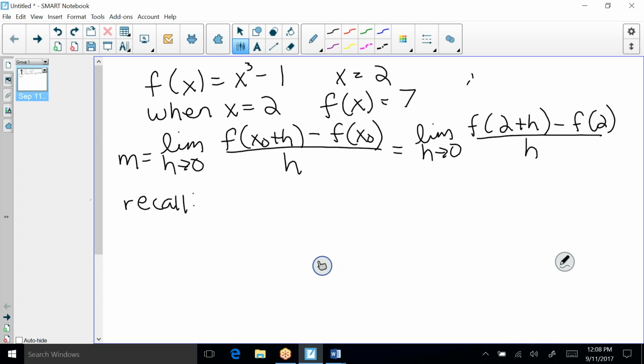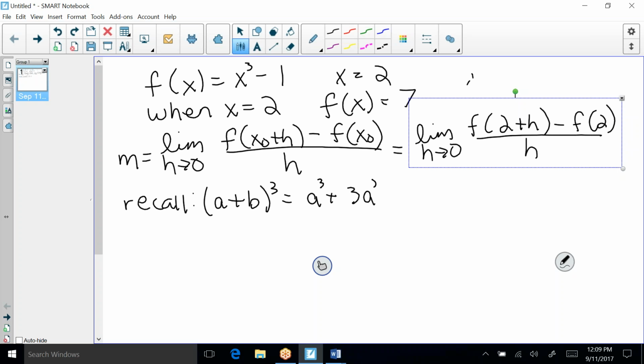All right, so now we're going to take this 2 plus h and plug it into the function f. Wherever we see an x, we plug it into the function f. That means we're going to be cubing 2 plus h. Just to recall how to cube a binomial, if we have a plus b cubed, we cube the a and cube the b at the end, and the middle two terms are 3 times a squared times b plus 3 times b squared times a. So it ends up being a cubed plus 3a squared b plus 3ab squared plus b cubed. That's just for you to recall.